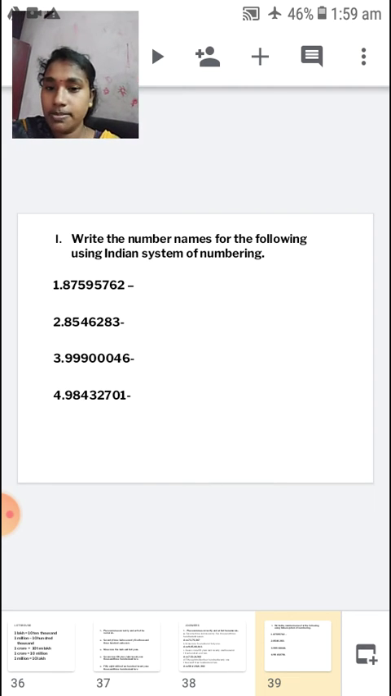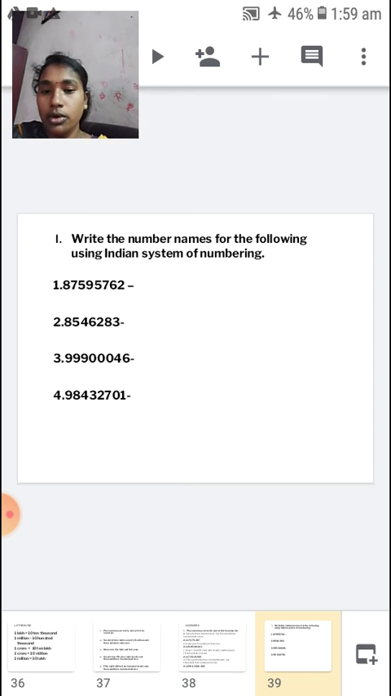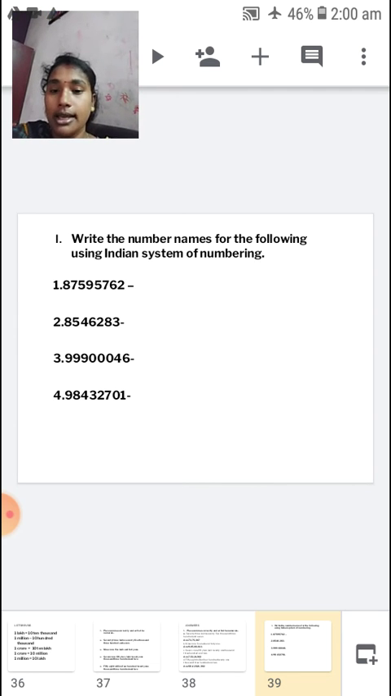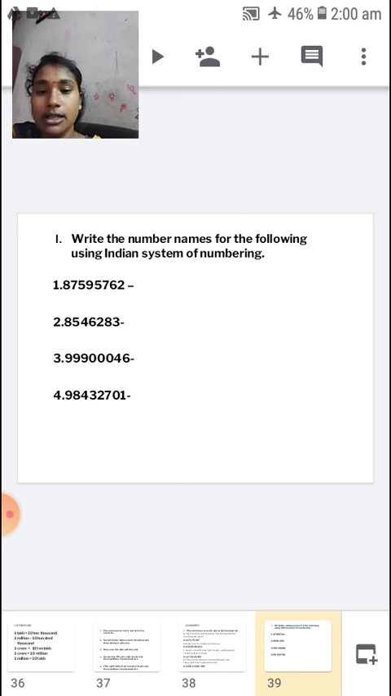Followed by the second question, we have 8, 5, 4, 6, 2, 8, 3. So 3 will be in ones place, 8 in the tens place, 2 in the hundreds place, 6 in the thousands place, 4 in 10,000, 5 in lakh, and 8 in 10 lakhs. So the number name of this number will be 85 lakh 46,283.